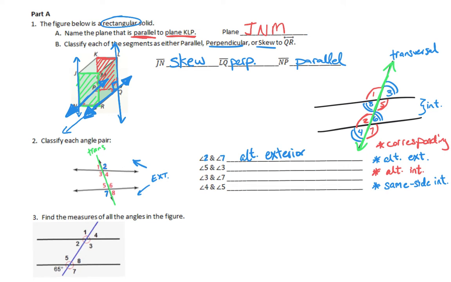All right, up next we have 5 and 3. Well, they're both on the interior, so they're definitely going to be interior angles. And 5 and 3 are on the same side of the transversal, so we'll call them same side interiors, also known as consecutive interiors. You might see them written as consecutive interiors on the test.